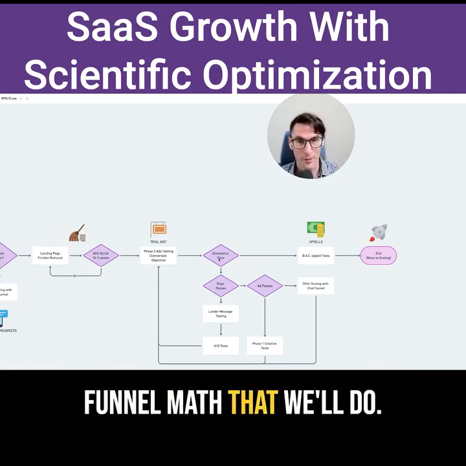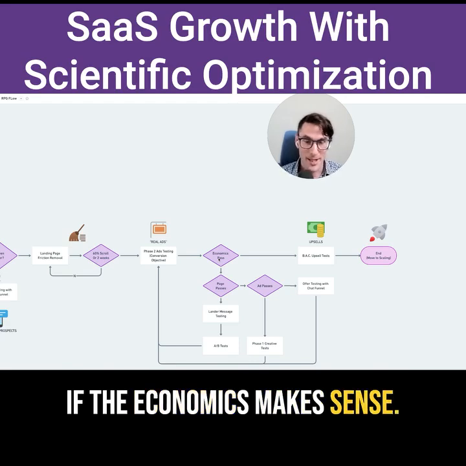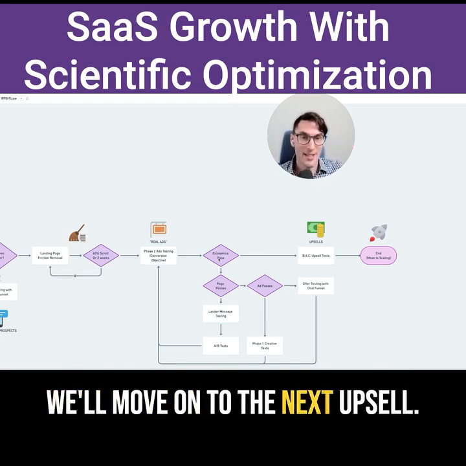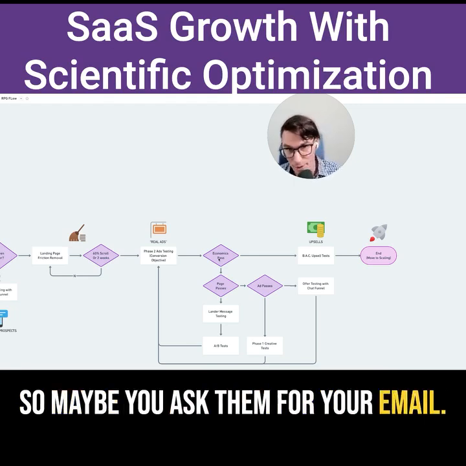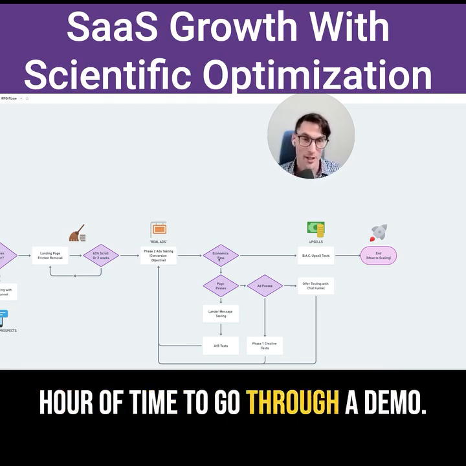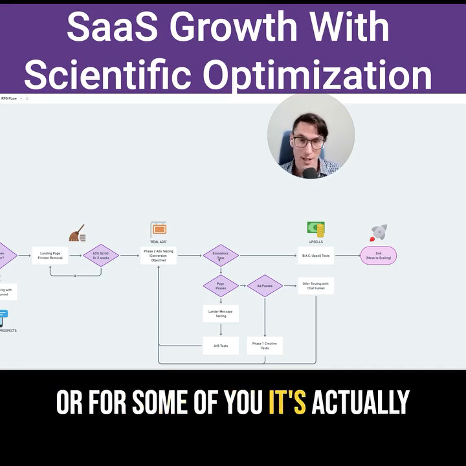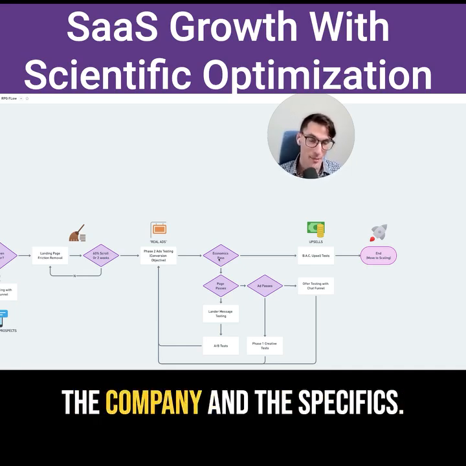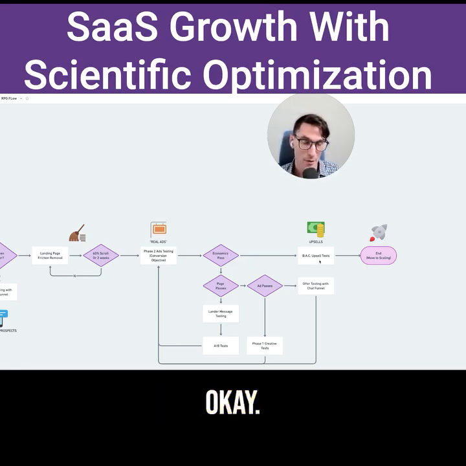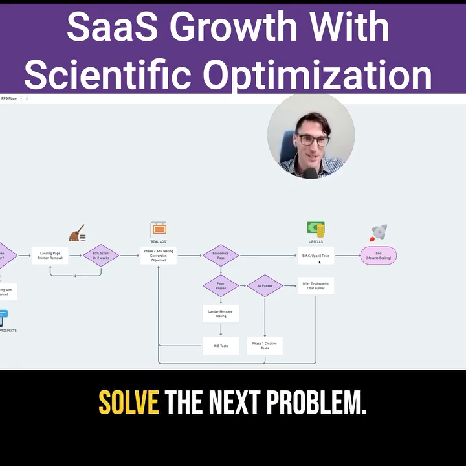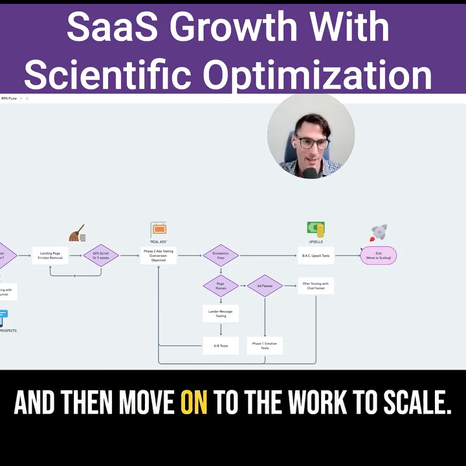And so there's some funnel math that we'll do. If the economics make sense, great. We'll move on to the next upsell. Now, an upsell is just an increased ask. So maybe you asked them for your email. Maybe now you're going to ask them for an hour of time to go through a demo. Or for some of you, it's actually making the sale. It depends on the company and the specifics. But once these lead generation economics pass, we move on. Okay, great. Run it. And now let's solve the next problem and then move on to the work to scale.